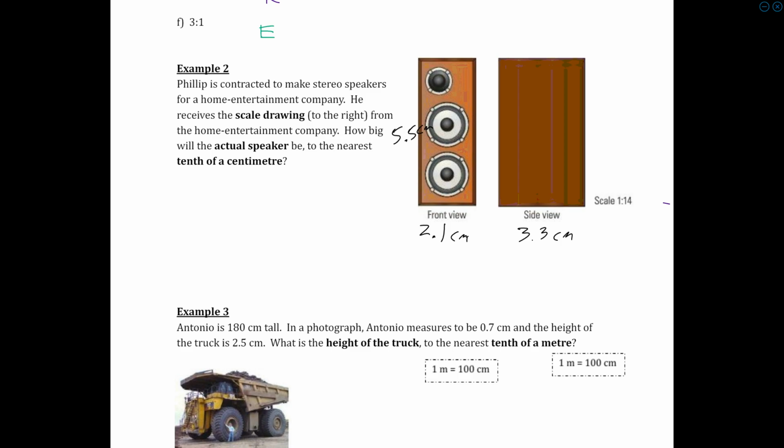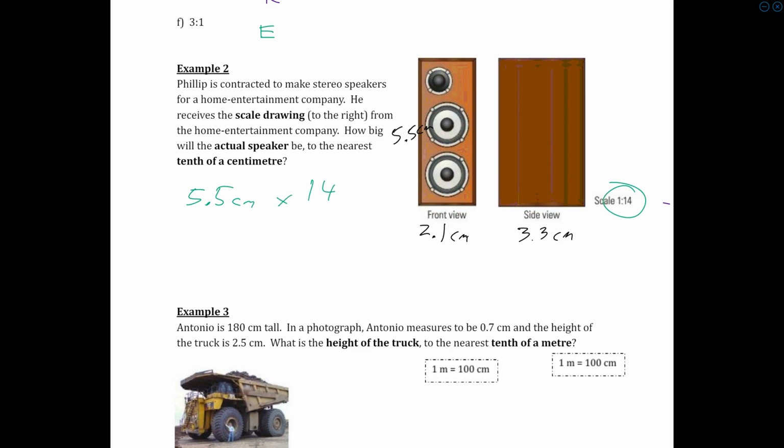Although I'll warn you, on your exam, it seems very possible that you may at some point be given 3 dimensions of a rectangular prism and asked what the 3 sides are. So then you would do the scale factors for each of them. But you notice here, this is a scale of 1 to 14. So how would I figure out the actual height of this speaker? Well, I'd go 5.5 centimeters, and I would multiply it by my scale factor, which is 14.